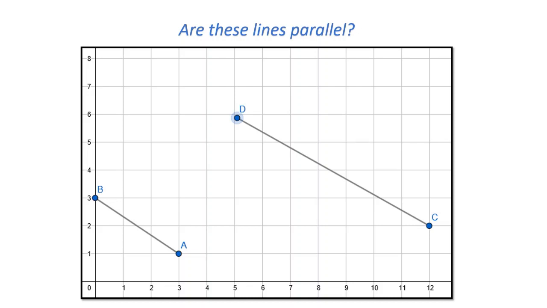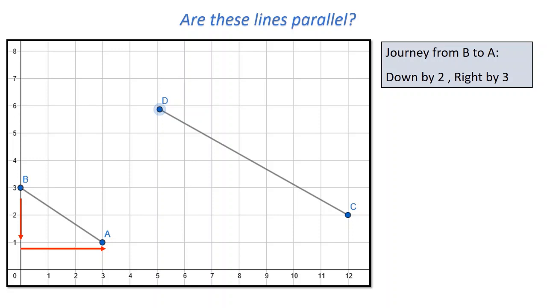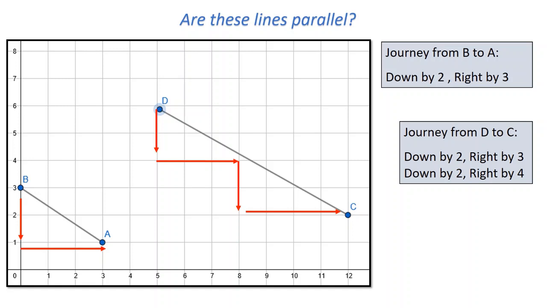So to look at another quick example, are these lines BA and DC parallel or not parallel? Pause the video and have a think. So let's look at the gradient of the two lines. So to get from B to A, we can go down 2 steps and along 3. If we try and do that to get from D to C, let's watch what happens. Down 2 and right 3, down 2, but this time if we want to reach the line again, we have to go along 4. So down 2, right 3, down 2, right 4.